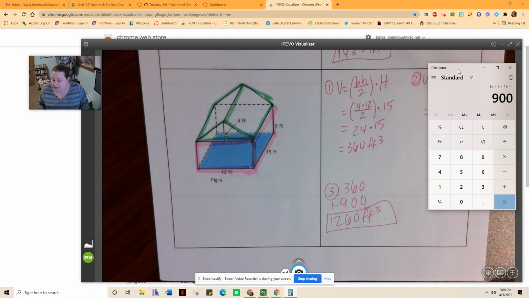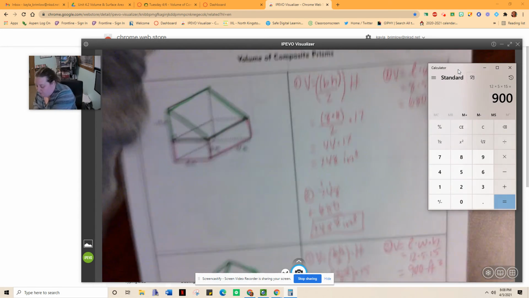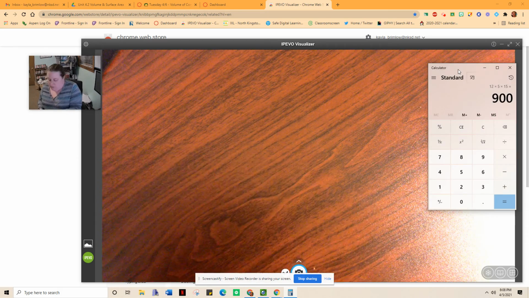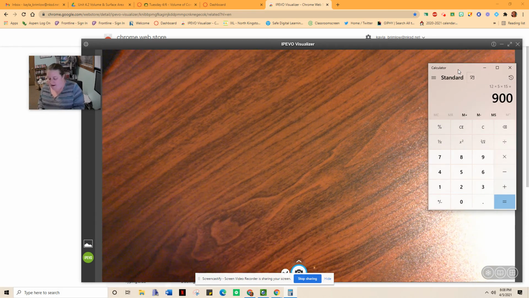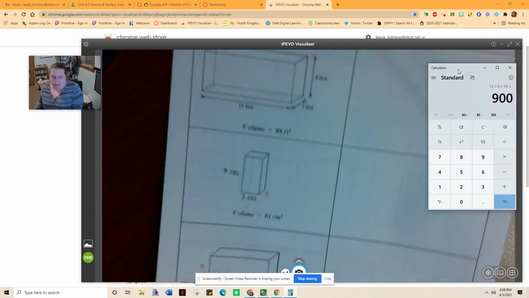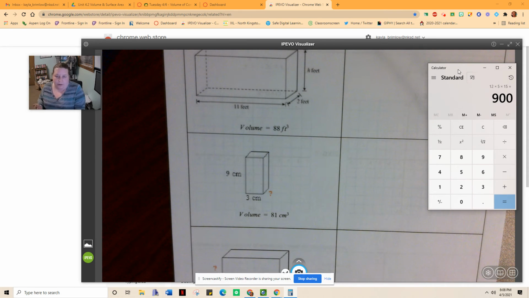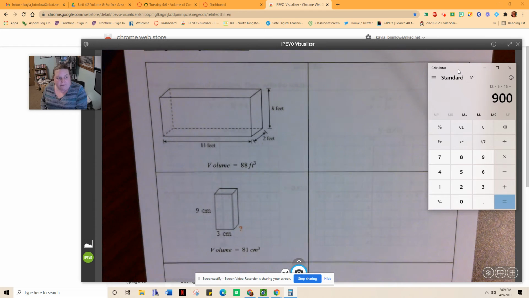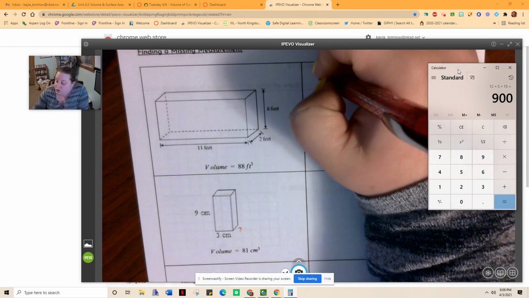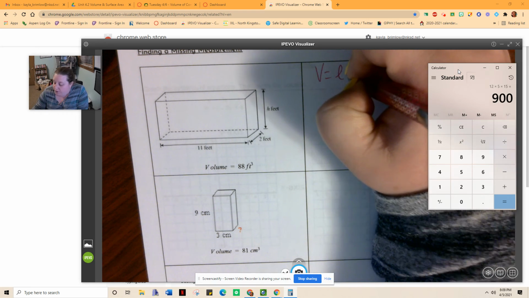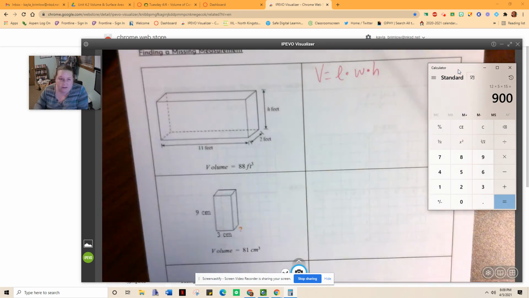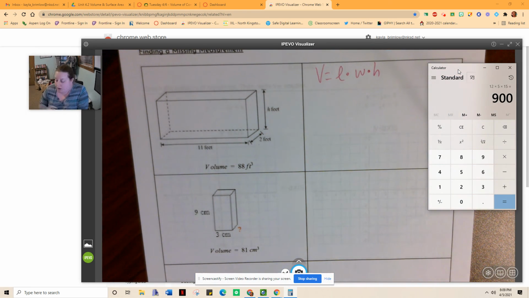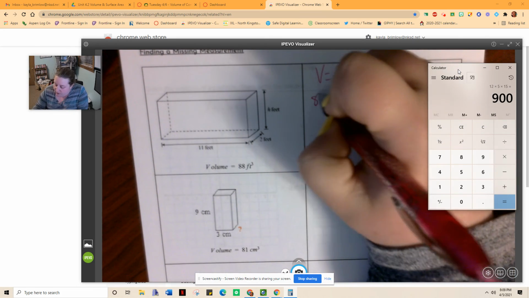There will be a practice activity. However, I want to go over one more concept while we're here, and you'll find that on the next page of the notes. So, finding a missing measurement, which I'll only ask you to do when working with rectangular prisms. We need to work backwards to find whatever the missing measurement is. So what do we know? We know that volume of a rectangular prism is length times width times height. And then we substitute in what we know.